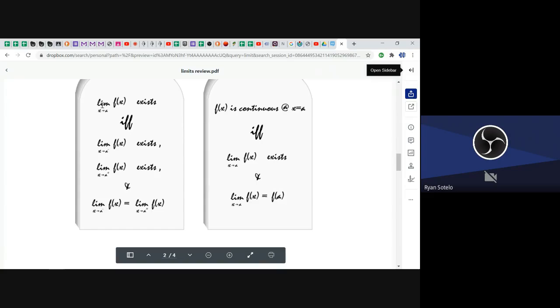This says the limit of the function as x approaches a exists if, and iff means if and only if, the left-hand limit exists, the right-hand limit exists, and they equal each other. Then this exists. Make sense?